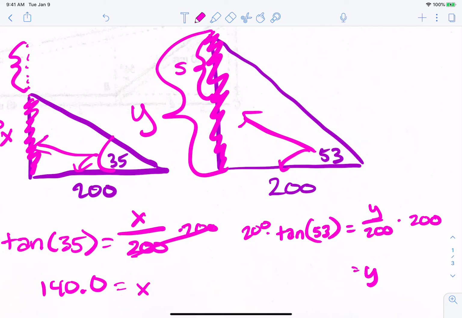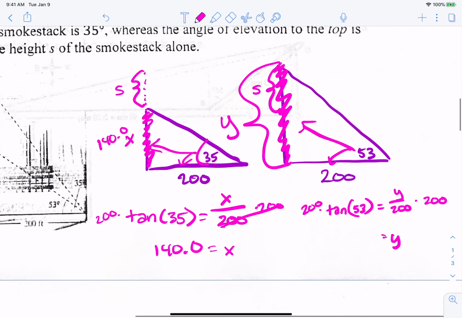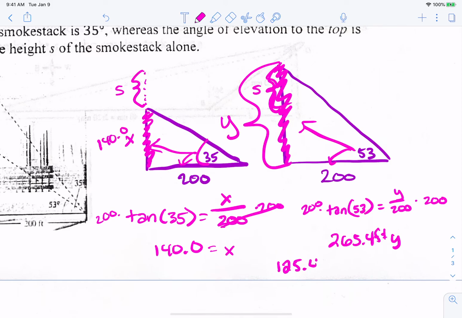200 times the tangent of 53 is 265.4 feet. Then we want to find the height of the smokestack, so we're going to subtract those two. Something like 125.4 feet. Is that right?